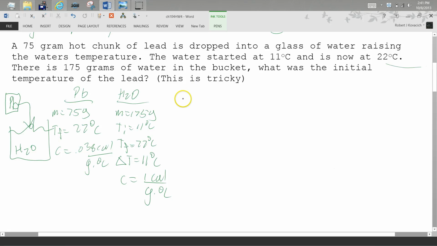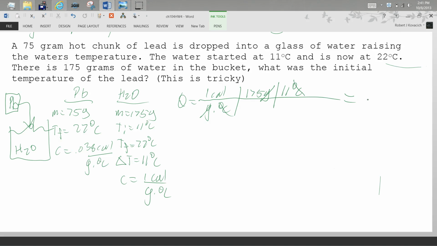So the Q is heat, and that's calories that I'm looking for. So I'm going to throw 1 calorie per gram degree C. That way I get a calorie unit in the numerator. Then I'll throw my 175 grams in the numerator so I can get the grams to cancel. And then I'm going to throw my change in temp, which is 11 degrees Celsius, and that cancels. And then when I do that, I get 11 times 175, which is 1925. So 1925 calories. That is how much heat the water gained when the lead hit it. What do we now know?